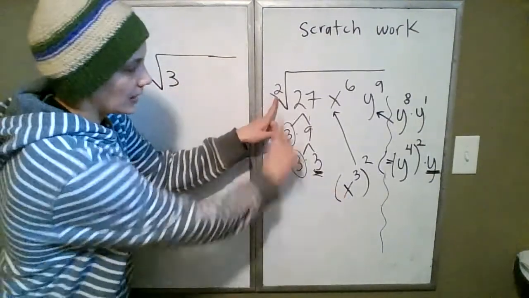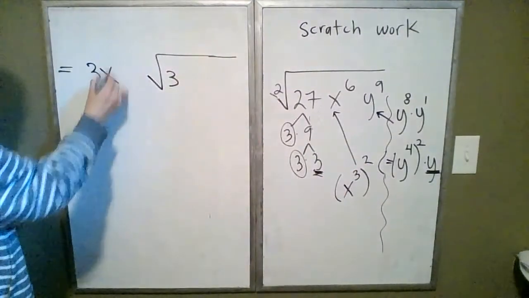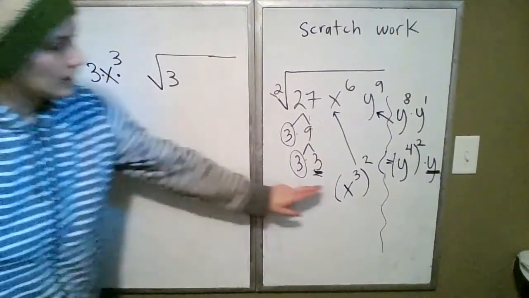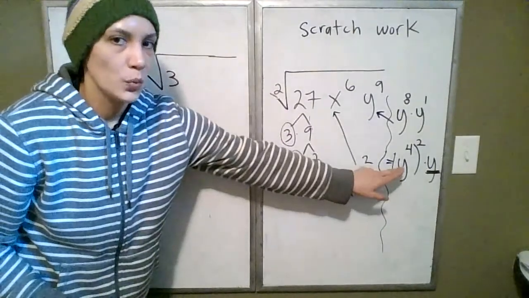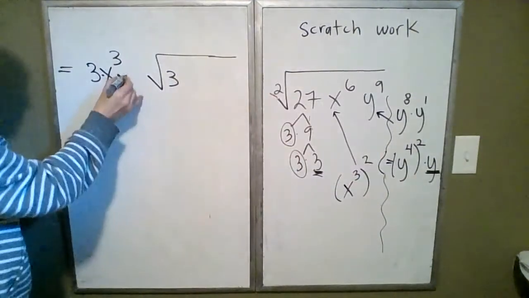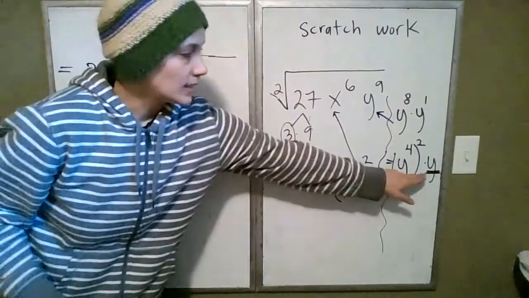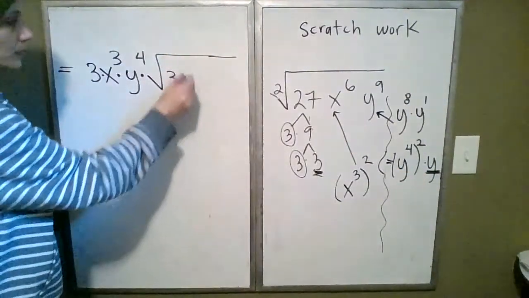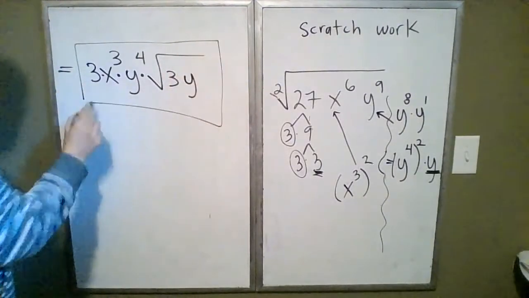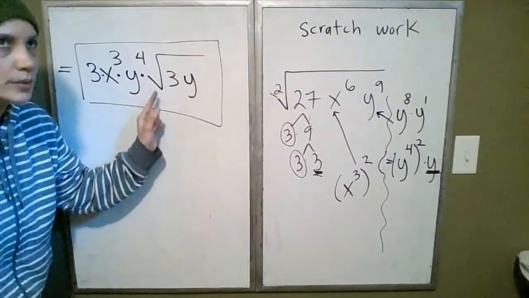Okay. And then that power matches that root, so we're bringing x cubed out. And then for this part, we have power 2 match the root 2, so y to the 4th is out in front. This y stays. So we get 3 times x cubed times y to the 4th times the square root of 3y.